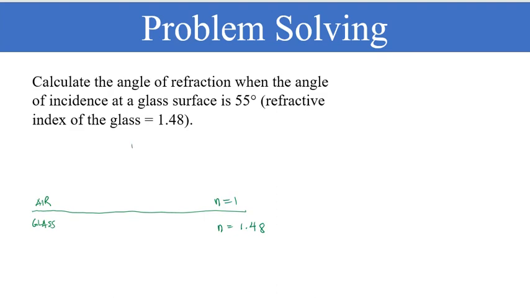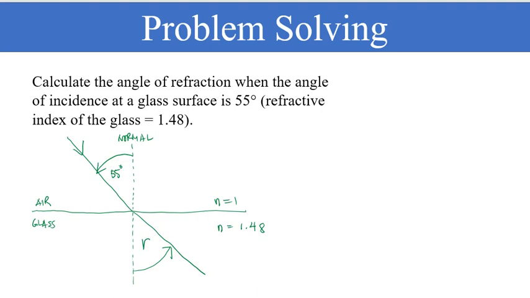There is an imaginary line perpendicular to the interface, to the boundary, and that is called the normal. There is an angle of incidence measured with respect to the normal. In this case, we have 55 degrees. And there will be an angle of refraction, let's call it R, also measured from the normal.